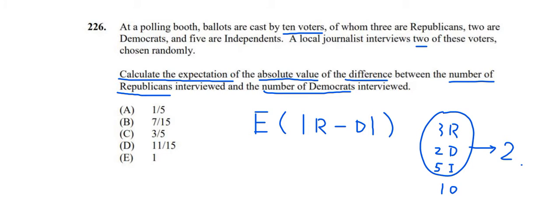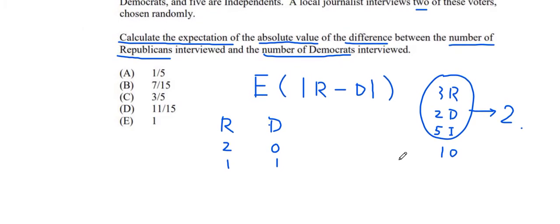Here R is the number of Republicans, and D stands for the number of Democrats. So for R and D, at the most R can be 2, or 1, or 0, and so on. So we have only 4 cases.